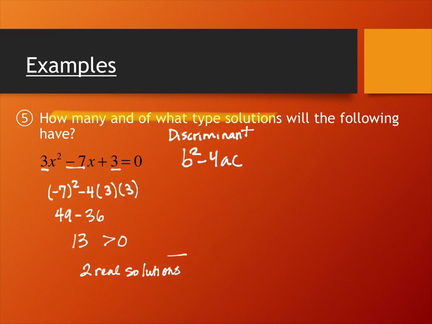And if you did want to verify, looking at your calculator, like a graphing calculator, you could actually graph y equals 3x squared minus 7x plus 3, and you would see it cross the x-axis twice to verify that 2-solution conclusion that you came to. Any questions on that? All right.